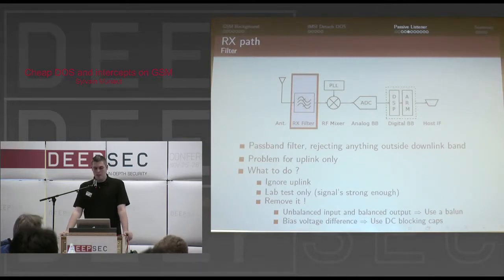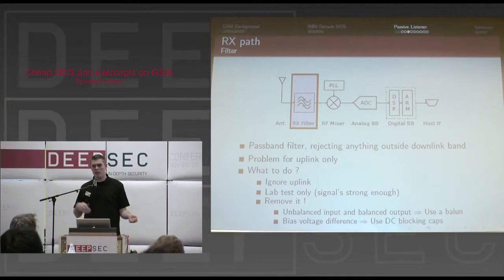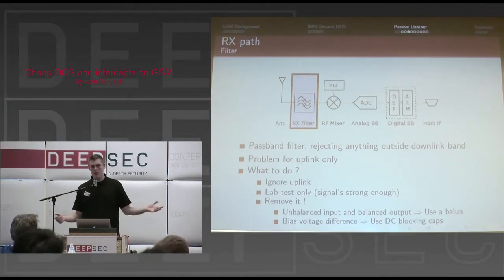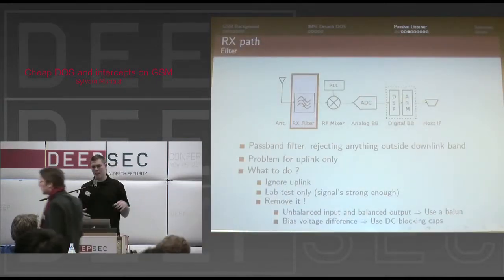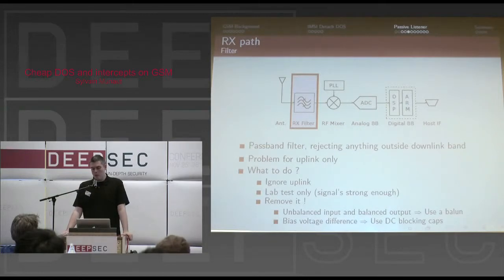So what can you do about that? Well, either you just don't care about uplink, that's somewhat of an option. You limit yourself to lab testing only, because in a lab, if you're holding the transceiver phone in one hand and the sniffer phone in another hand, it's going to work fine. They're like 1 meter apart. The signal is going to be strong enough. But if you're like 100 meters away, that's not going to work. So the only real option is to remove it. That's kind of annoying because it's a hardware modification, but it's still better to do.